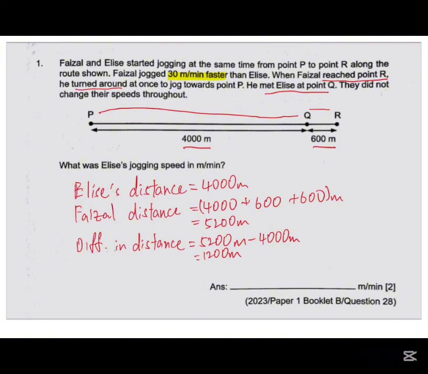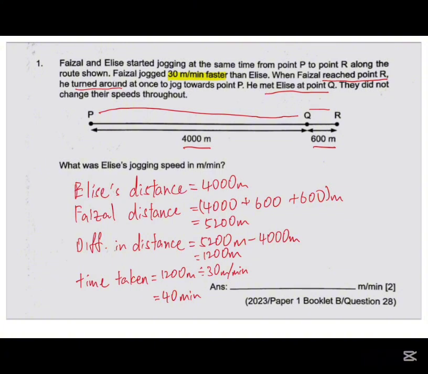So to calculate the time that they have taken for the whole journey from the start until they meet at Q, the time taken would be 1,200 meters divided by 30 meters per minute. So that will be 40 minutes. So they took a total of 40 minutes to meet at point Q.